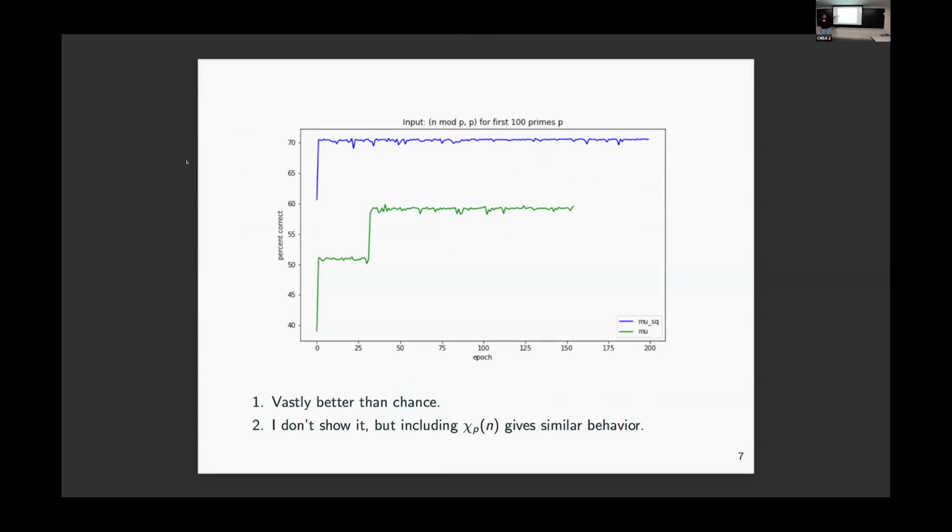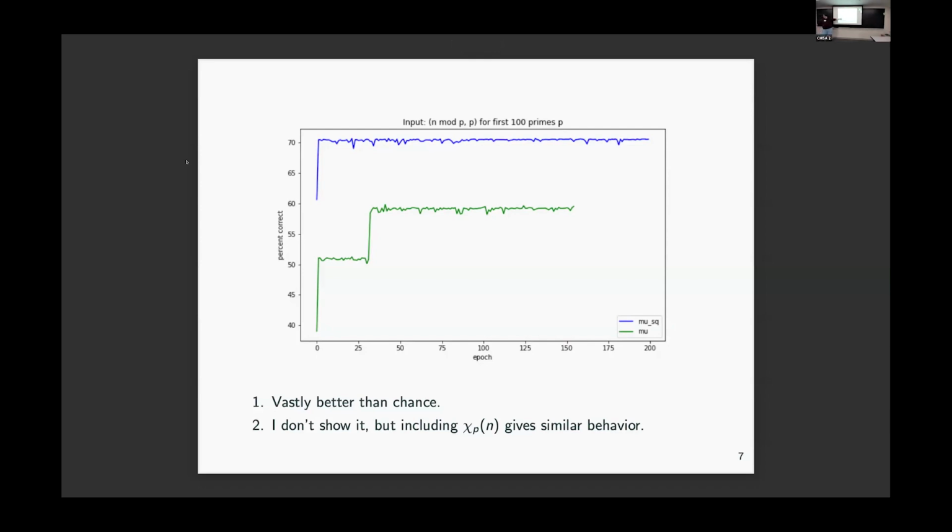In fact, I originally had put down the plots including all 4, and the behaviors are almost identical across all 4. So I just took a representative one. This is using just n mod p and p for the first 100 primes. And this is the sort of behavior that you get.